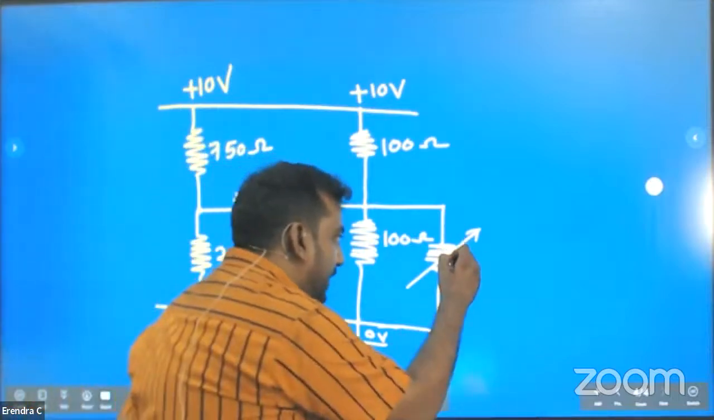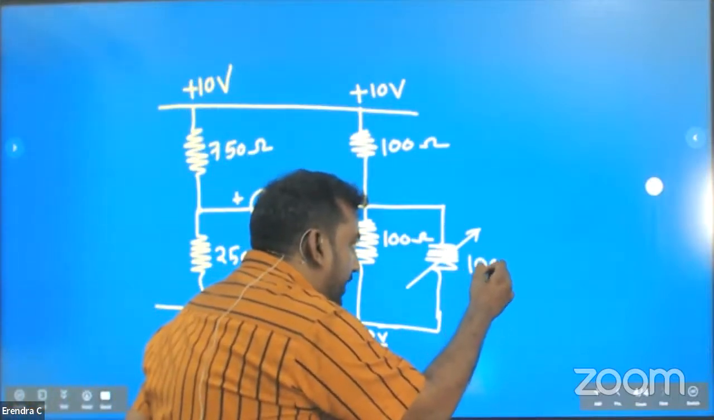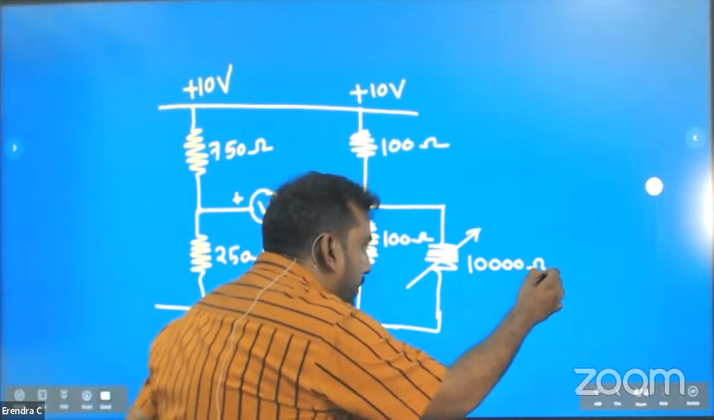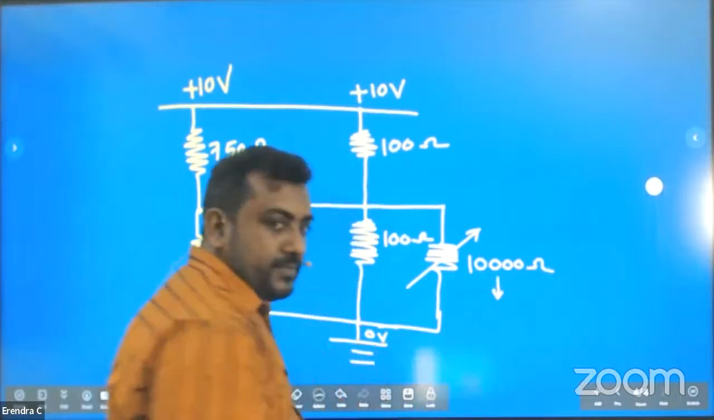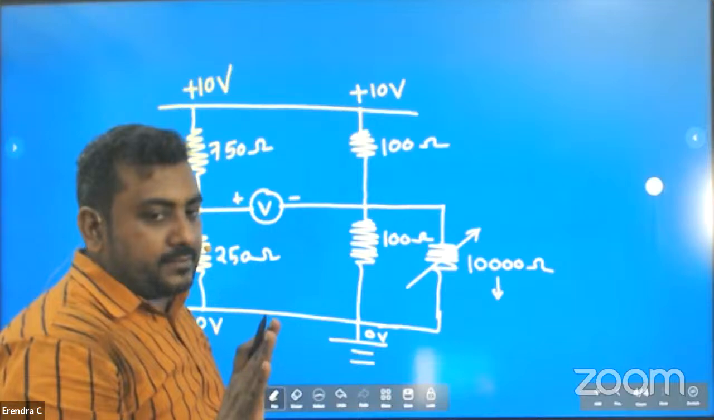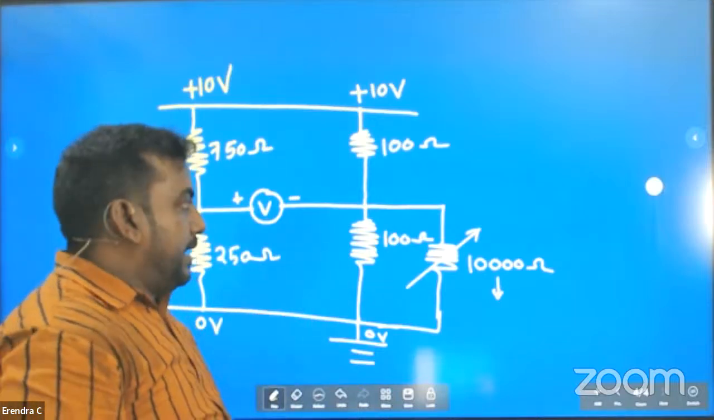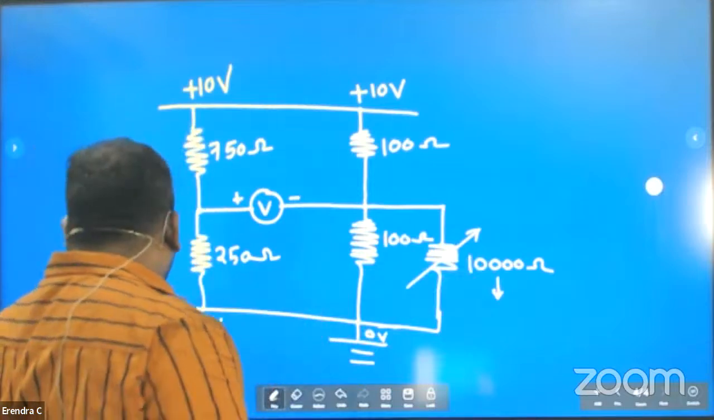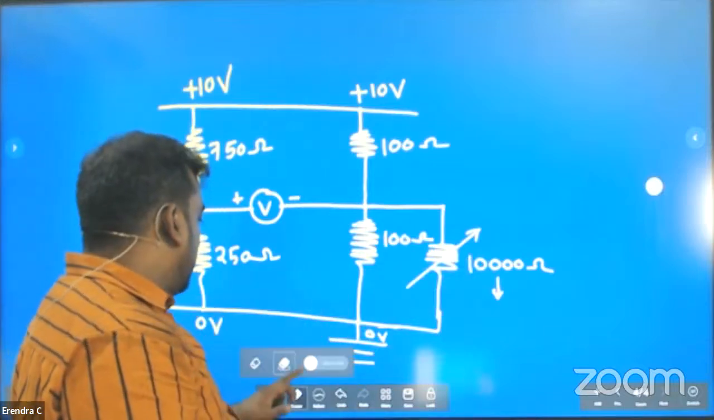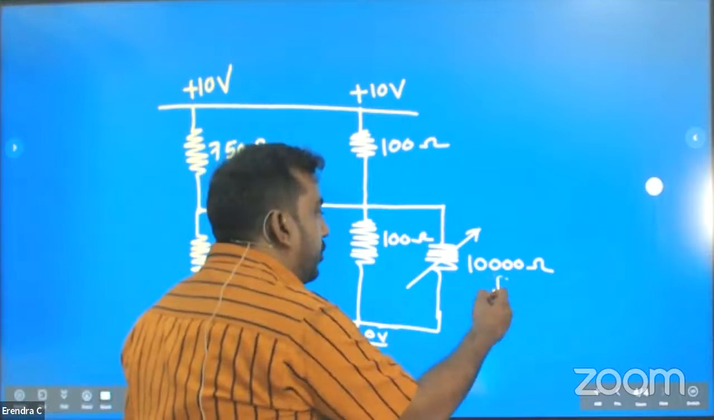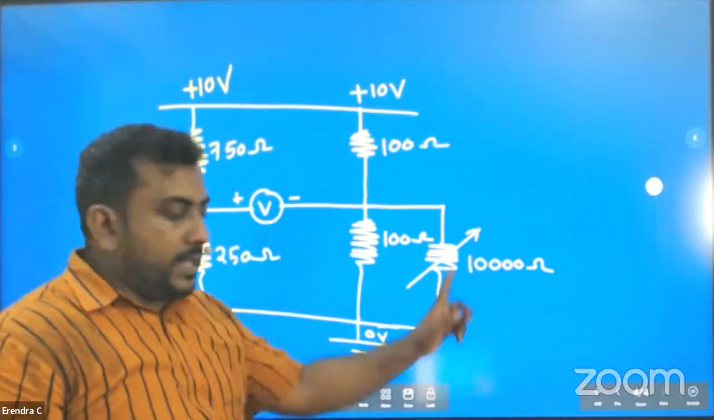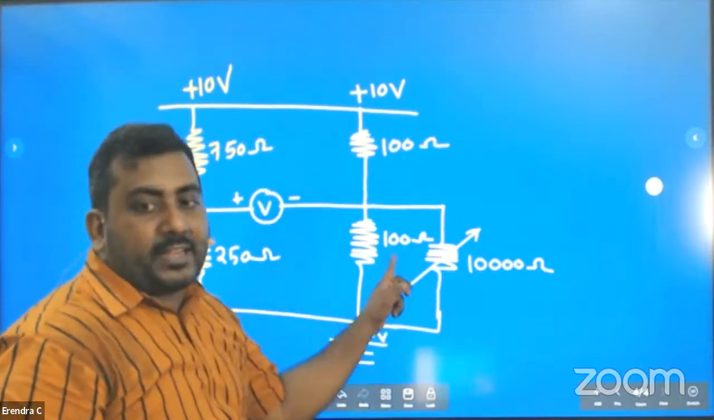Now, this is reduced from 10,000 ohm to 0. I'm reducing. Don't be in a hurry. Think and answer. If there is 10,000 ohm here, what can you say about the effective resistance?